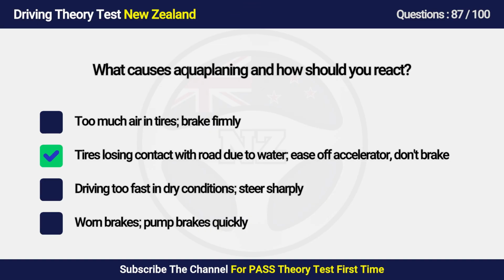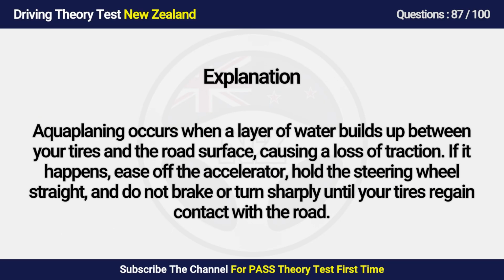Answer is B. Tires losing contact with road due to water, ease off accelerator, don't brake. Aquaplaning occurs when a layer of water builds up between your tires and the road surface, causing a loss of traction. If it happens, ease off the accelerator, hold the steering wheel straight, and do not brake or turn sharply until your tires regain contact with the road.